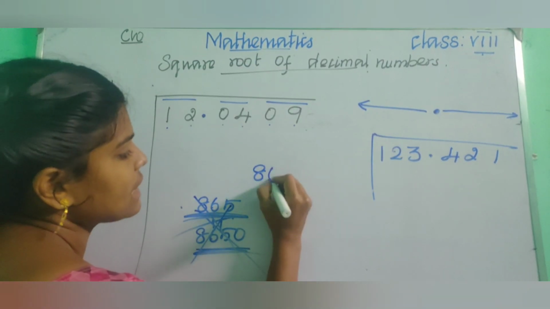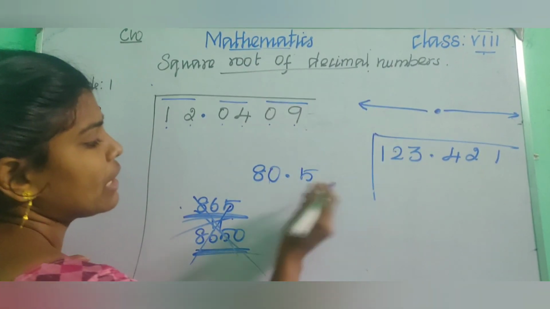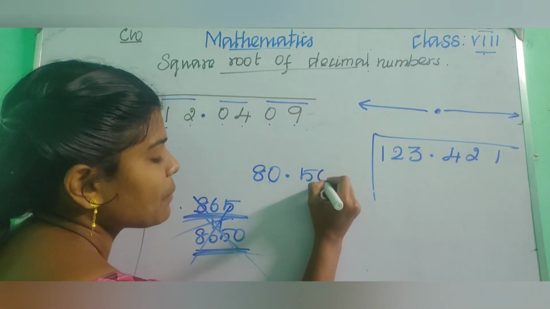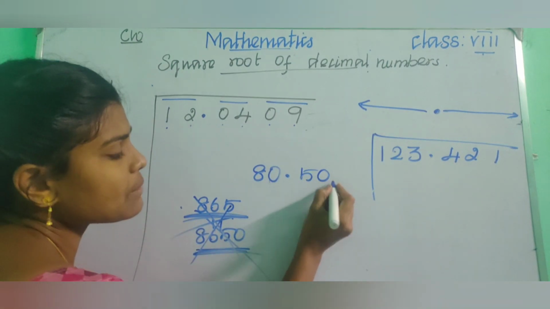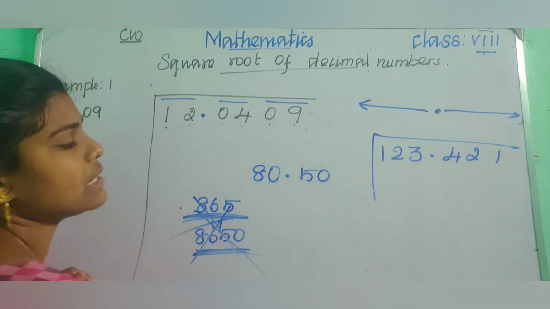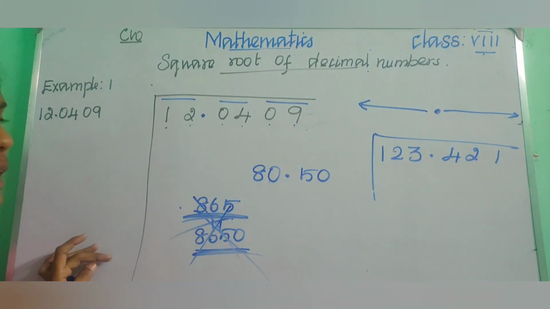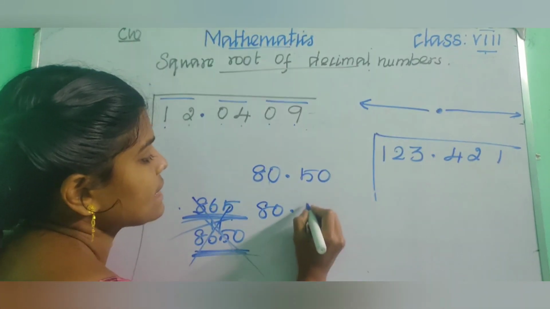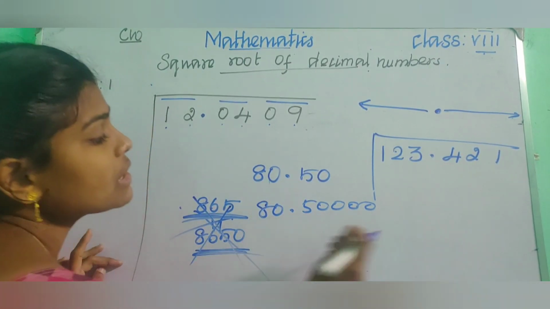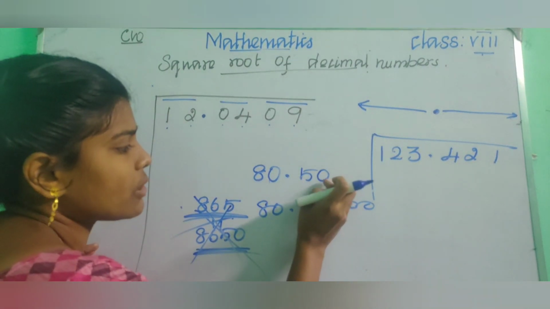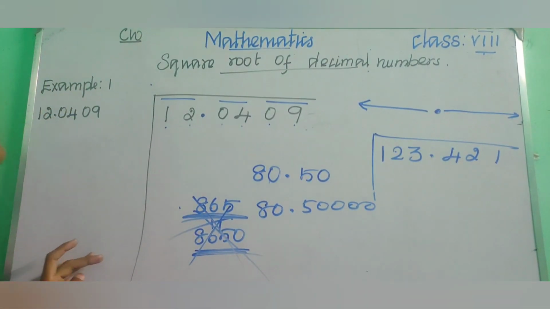But if you have 80 rupees and 50 paise, we can write 50 after the decimal point as 80.50. If you put a 0 and write it as 80.50000, do these two values differ? No. If you put zeros after the decimal point, at the end of these digits, the value doesn't differ.